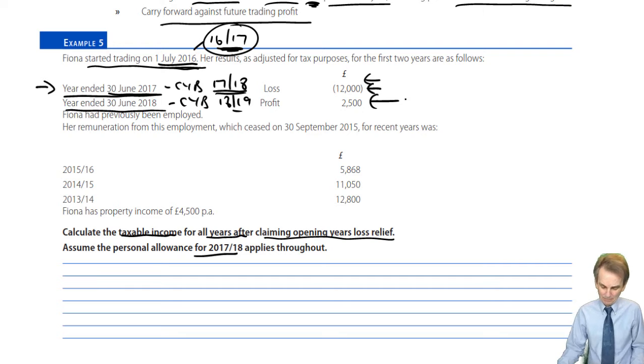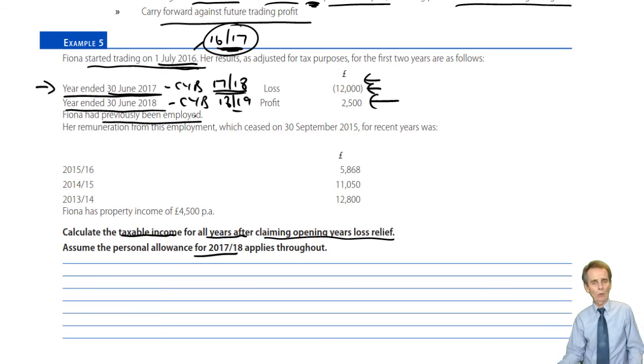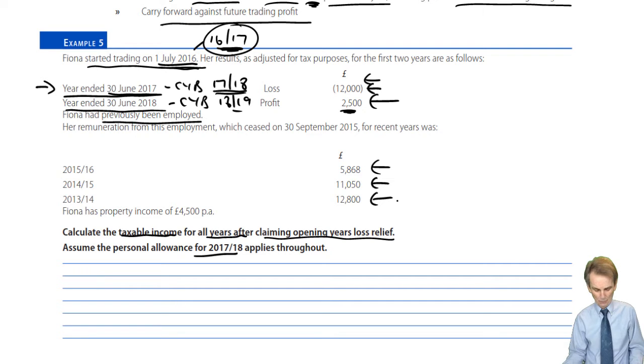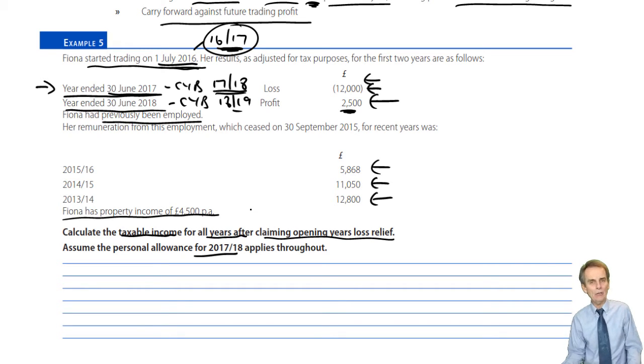Now, he said that Fiona had previously here been employed. She's decided to go from employment to self-employment, hopefully with higher profits and better performance to follow on here. But the remuneration from the employment, which ceased on the 30th of September 15 for recent years was. Now, that obviously is within the 15-16 tax year. So you've got assessments here in 15-16, 14-15, 13-14. The owner also has other income, property income of £4,500 per annum. So again, that will allow you to work out the total income in those years.